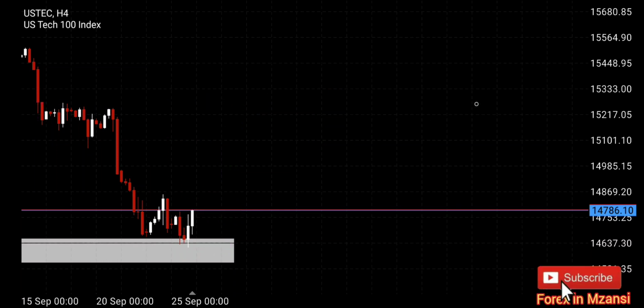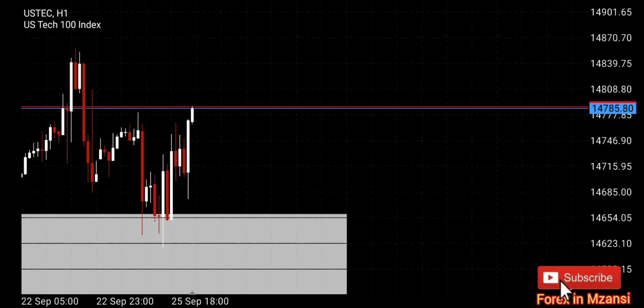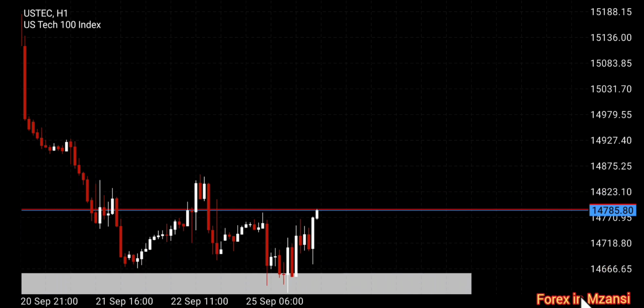If they fail to take it out and come back, it means now you'll be moving to the downside, and then you just continue selling it like that. So that's why you mustn't force the market to do something. You must wait for it to react, then you take it from there.